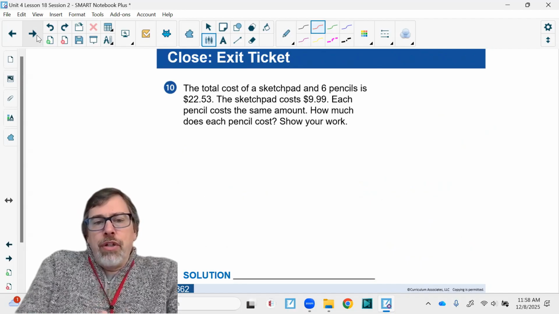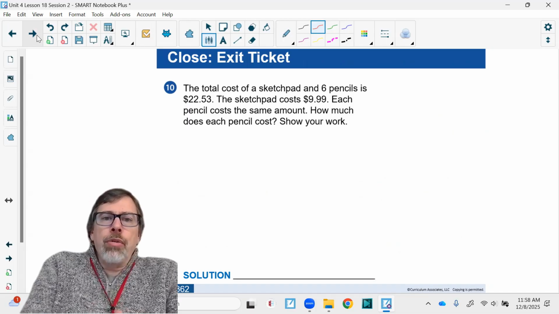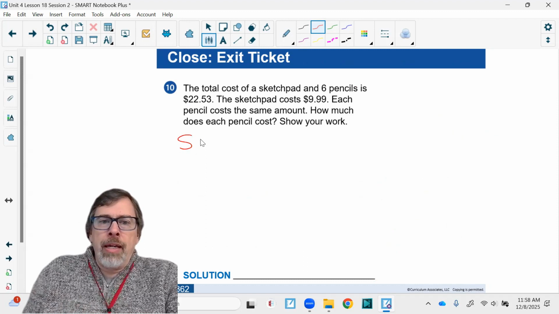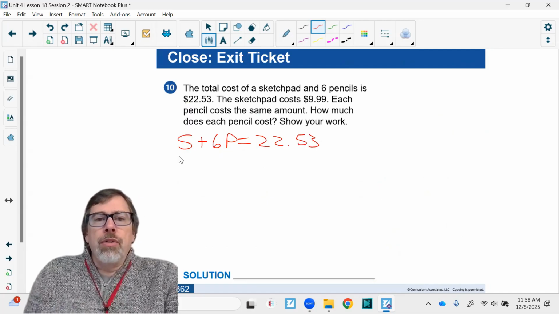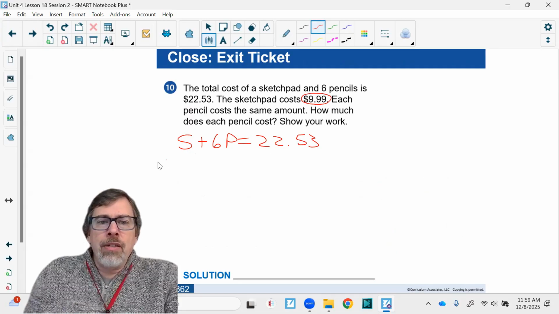Pause the video, see if you can do this. Come back, check your answer. Number 10, the total cost of a sketch pad and 6 pencils. So sketch pad and 6 pencils is 22.53. So there's our equation. Just coming from that first sentence, 1 sketch pad plus 6 pencils equals 22.53. Then it says the sketch pad is $9.99. So I'm going to substitute that in.